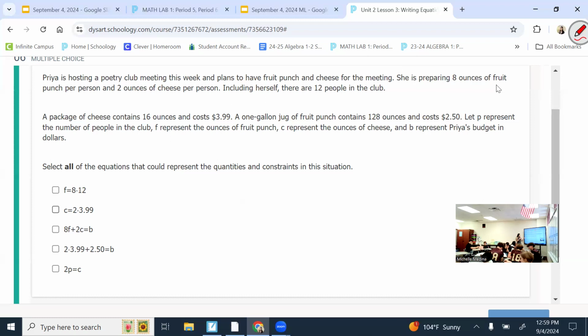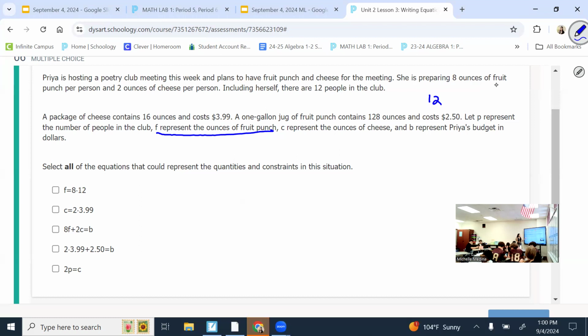So the first one says F equals 8 times 12. I'm going to go back and reread my paragraph, find where it talks about what F represents. And that's ounces of fruit punch. So we're basically trying to see, does 8 times 12 give me the ounces of fruit punch? I'm going to go back and read some more. Of the 12 people in the club, she wants them to each have 8 ounces of fruit punch.